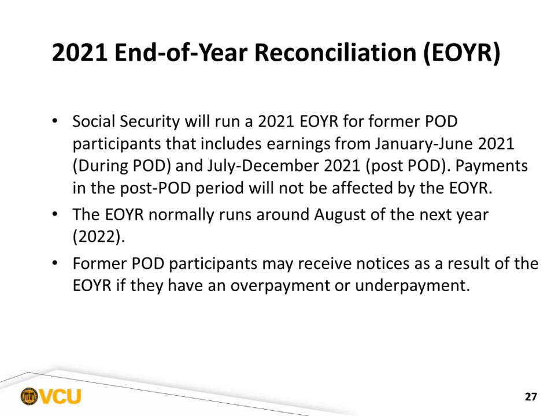Since the POD participation period ended in June of 2021, Social Security will look at the POD earnings from January to June of 2021, and then they will exclude the post-POD earnings from July to December of 2021. Earnings that occur post-POD will not be affected by the EOYR. Since we don't expect you to get involved in assisting beneficiaries with the EOYR process, it is helpful for you to know that it will happen. Be aware that beneficiaries may receive notices related to the EOYR, and the process may result in an overpayment or an underpayment.